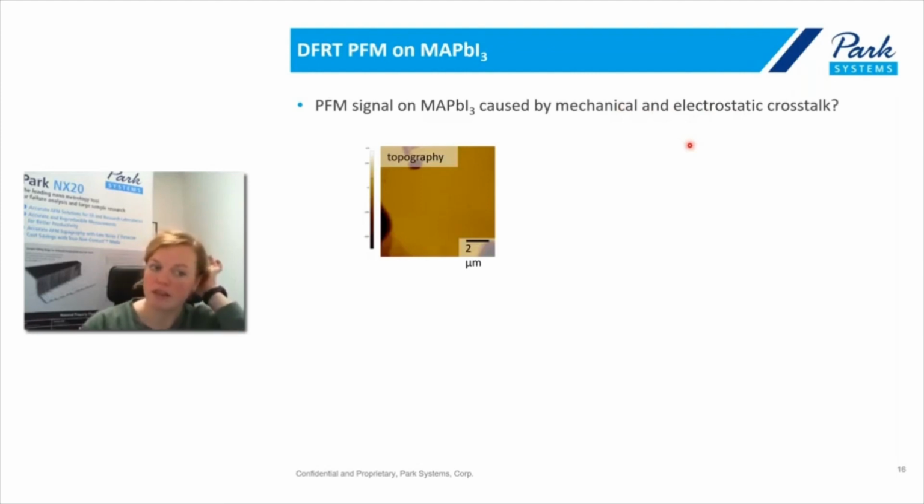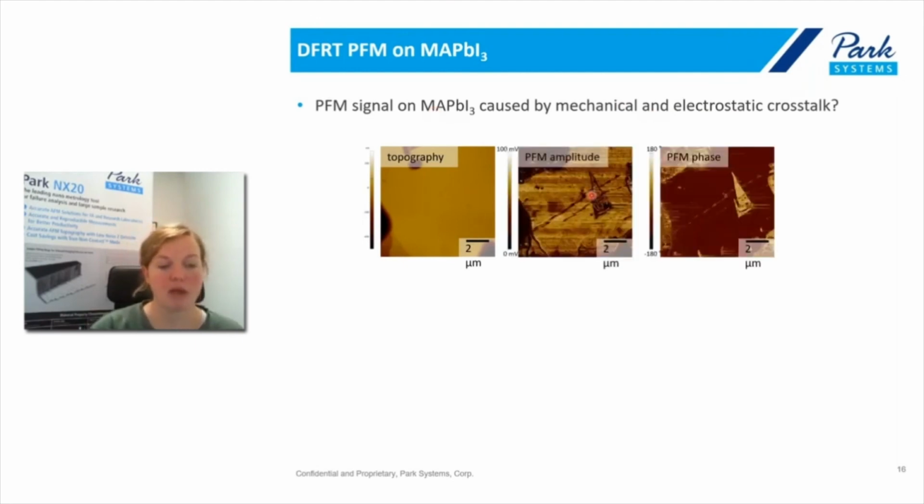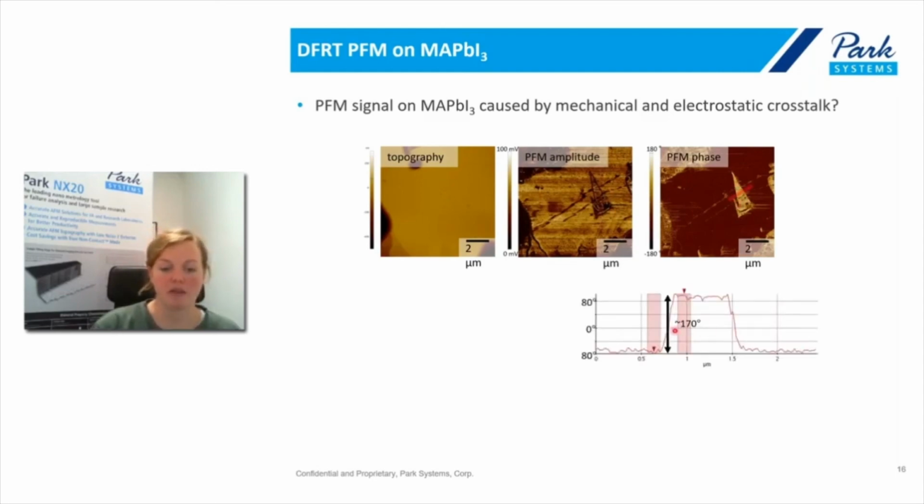Here we see the topography on a large methylammonium lead iodide crystal. So we get a very flat topography. But then when we look at the PFM amplitude and the PFM phase, here, where we do not have any topographic feature, we can nicely see the outlines of such a triangular domain, and the same in the PFM phase. If we look at a line profile of the PFM phase, we see that there is a phase contrast of 170 degrees, very close to the full 180 degrees.